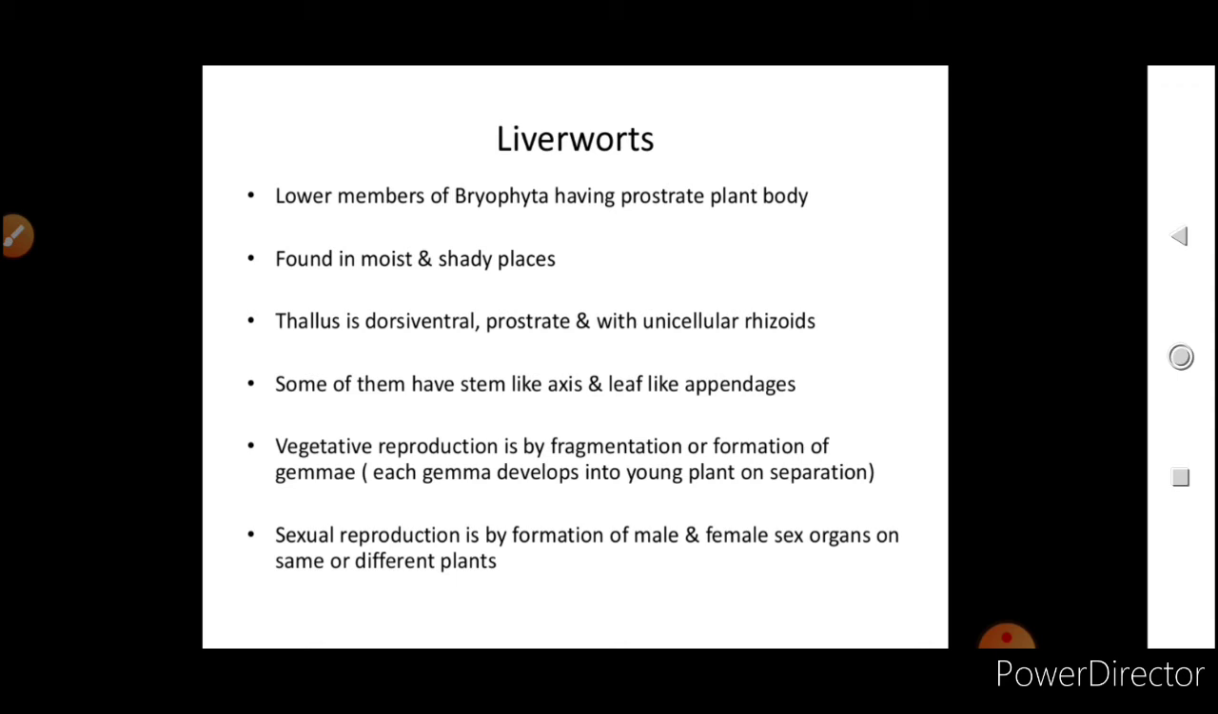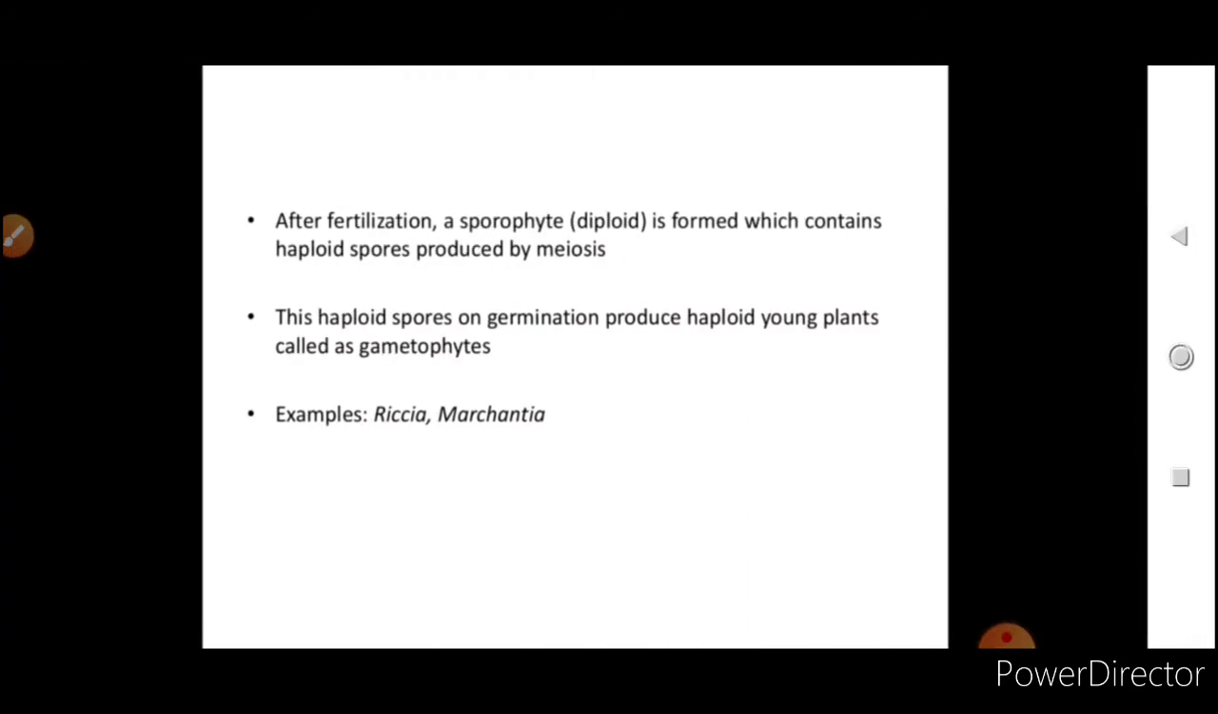Okay, and there will be the fusion of these and the zygote will form, and the zygote after meiosis will form haploid spores, which will now give rise to the haploid plant body, that is the gametophytic phase of the bryophyte.